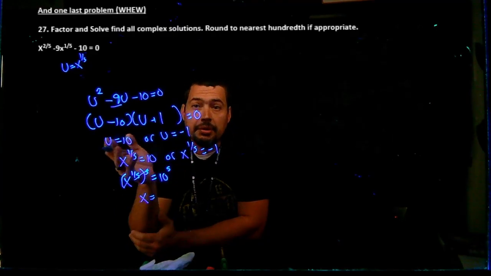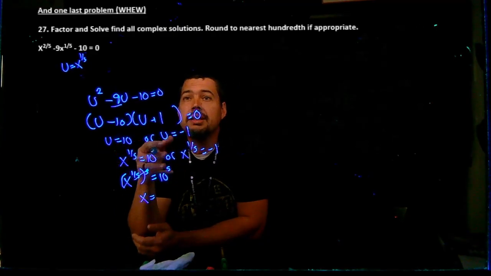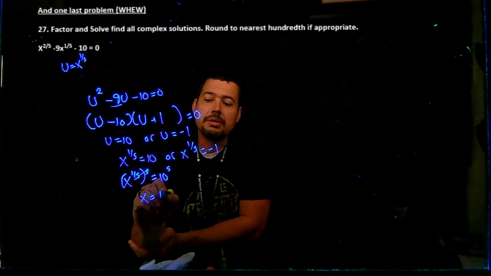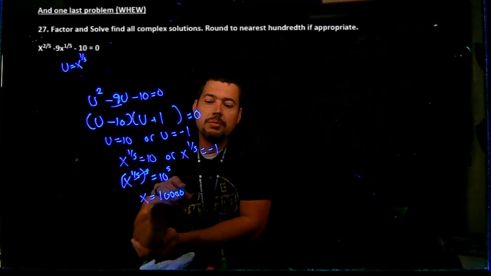10 to the 5th is a pretty good sized number. You know, 10 squared is 100. 10 cubed is 1,000. 10 to the 4th is 10,000. 10 to the 5th is 100,000. I don't know if you remember the shortcut, but it's a 1 followed by 5 zeros.